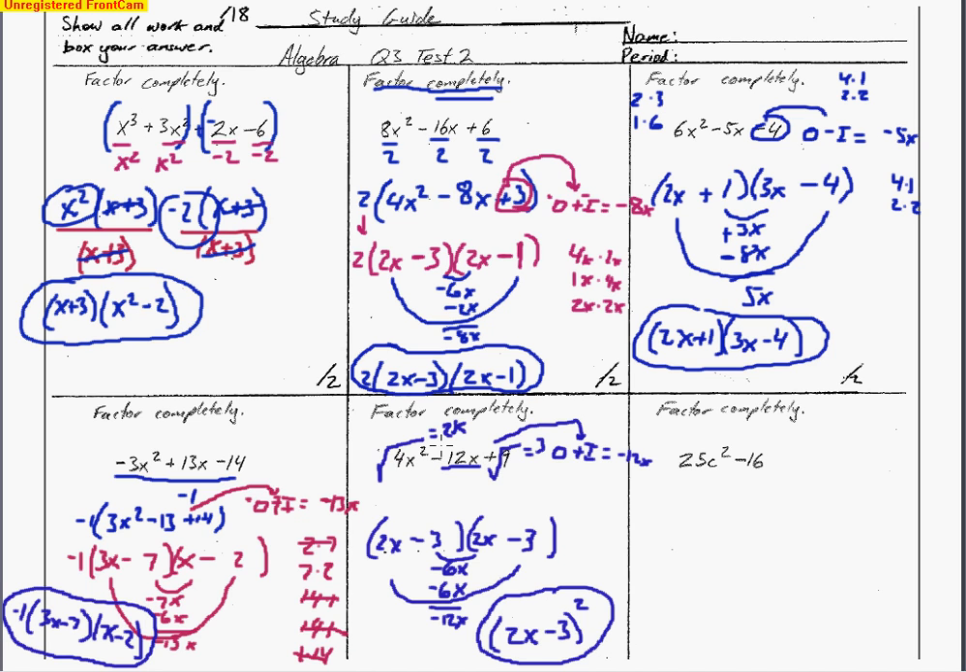It looked like a tough problem, but I saw that both first and last terms were perfect squares, so I tried it as a trinomial square.